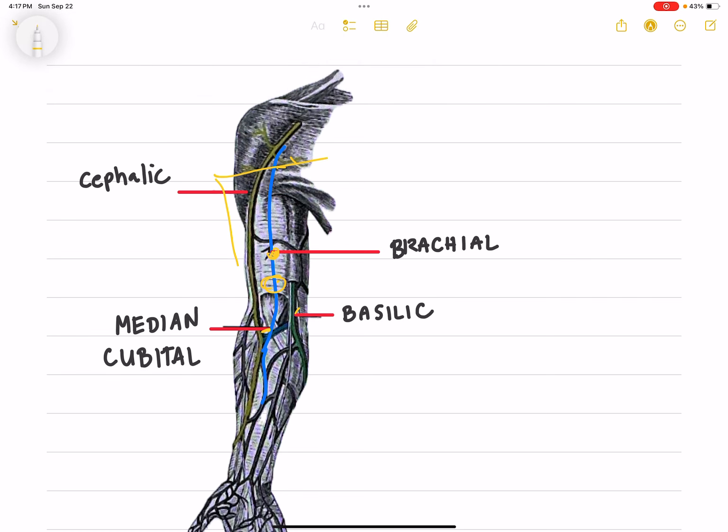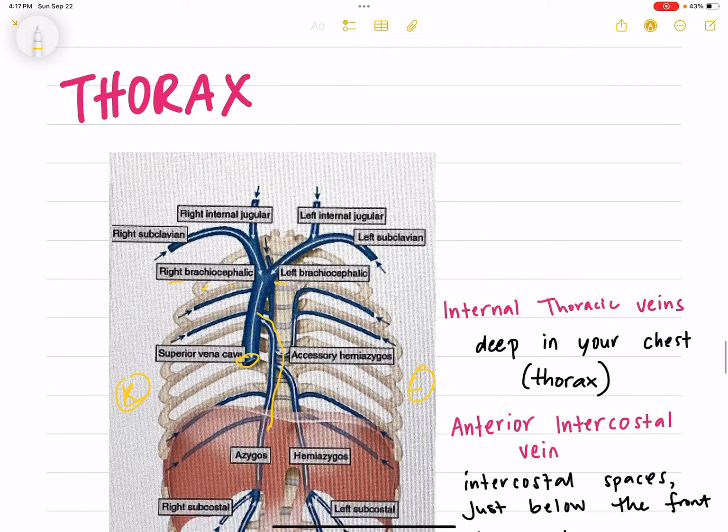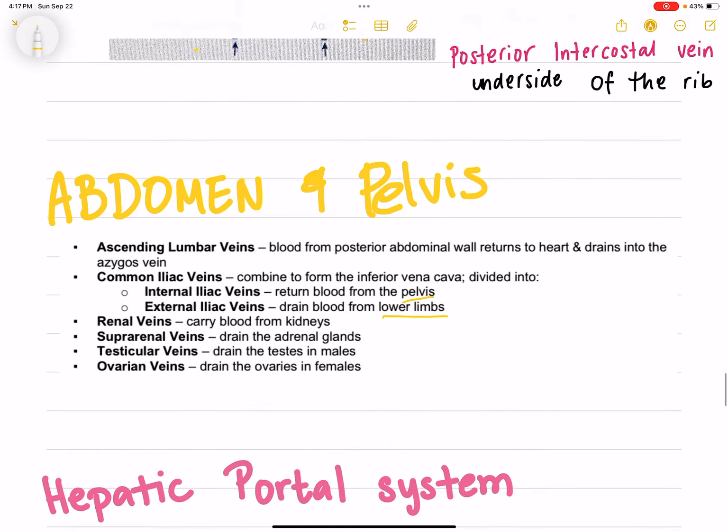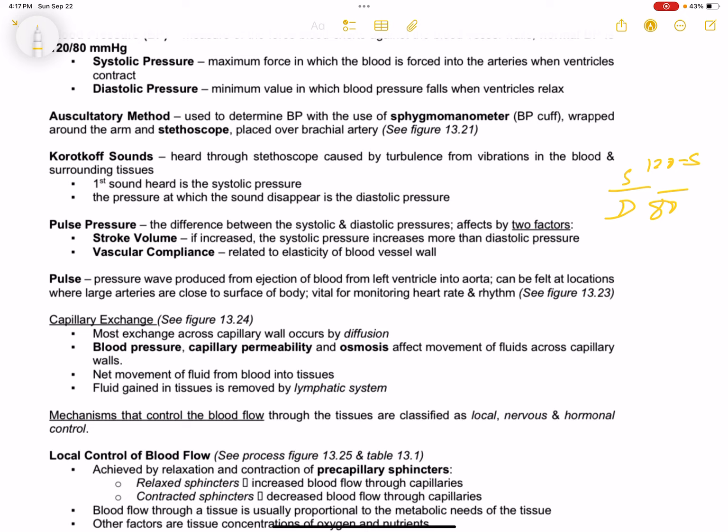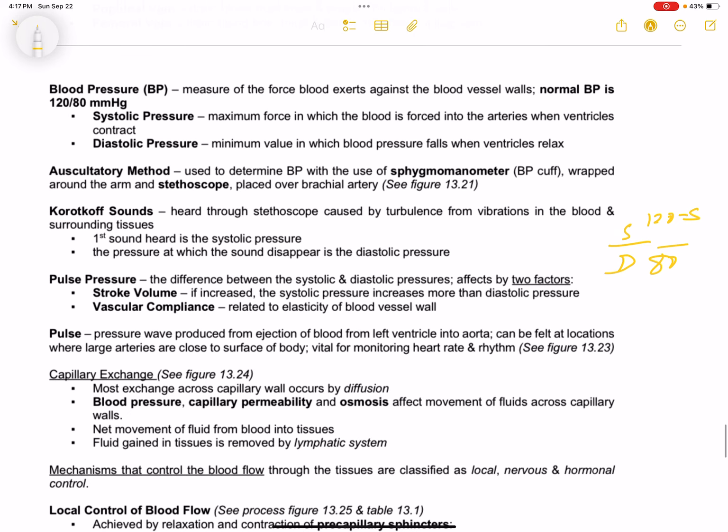So, this is our BP cuff. Okay, it is cuffed there. So we place our stethoscope, the round part of our stethoscope, so we can hear the sound. Okay, we auscultate. So, the Korotkoff sound is heard through the stethoscope, caused by turbulence from vibrations in the blood and surrounding tissue. So, the first sound heard is the systolic pressure. The pressure at which the sound disappears is the diastolic pressure.